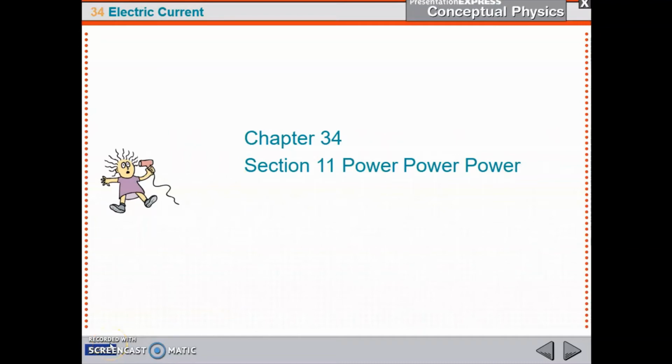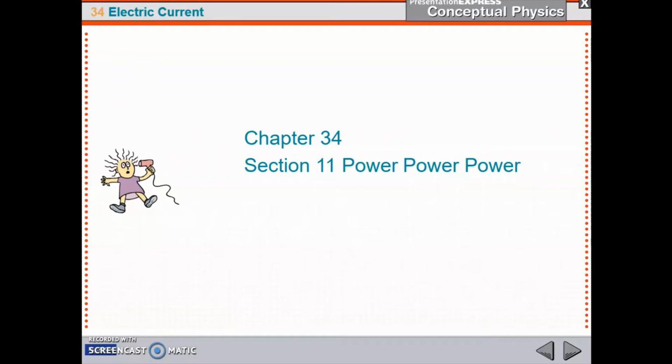Hello, wonderful people. Here we are, chapter 34, electric current. We are on section 11. We're doing just one section today, and it's on power, power, power. So, electrical power is the power that is delivered by electricity.